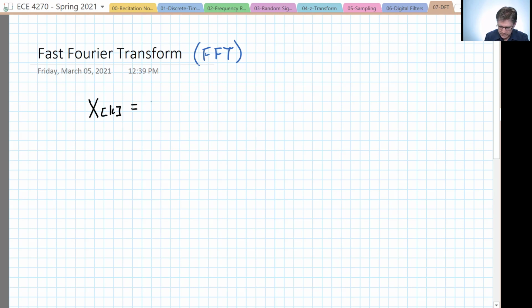First is the X of k, as we know, is equal to the sum over 0 to N minus 1 of x of n. And using our notation, that's W_N raised to the power kn. And that's for k equal to 0 through N minus 1.